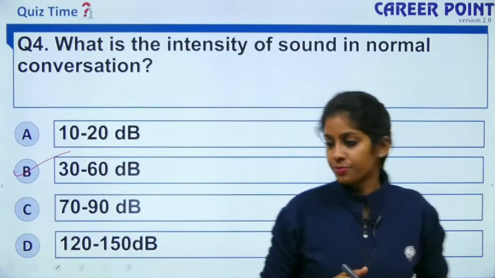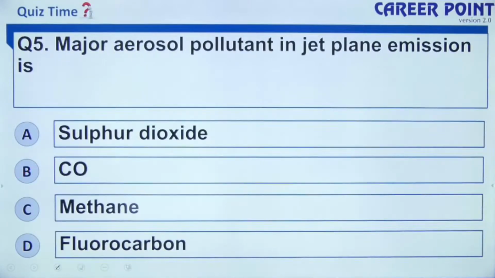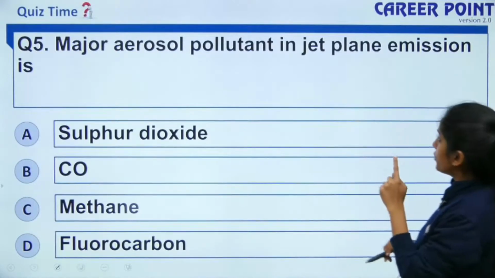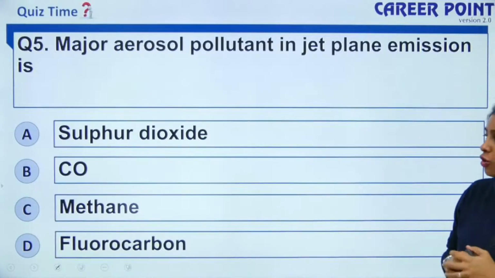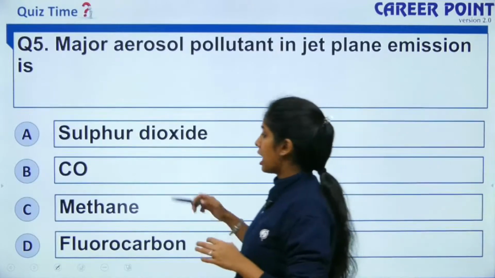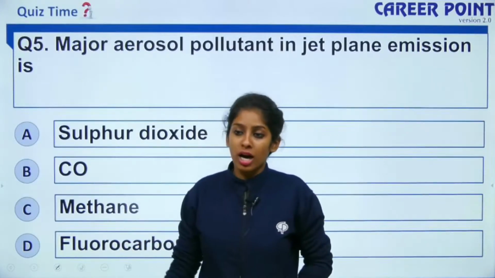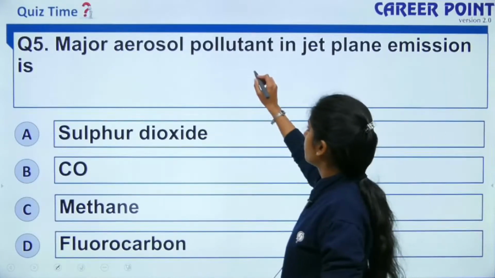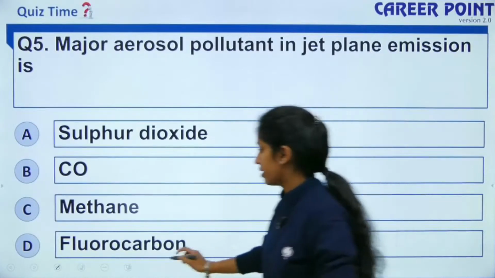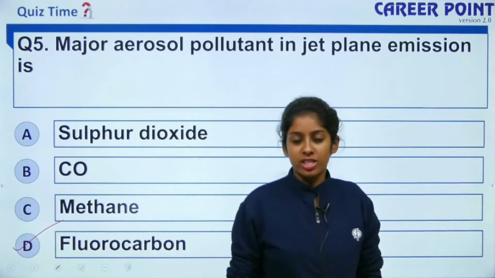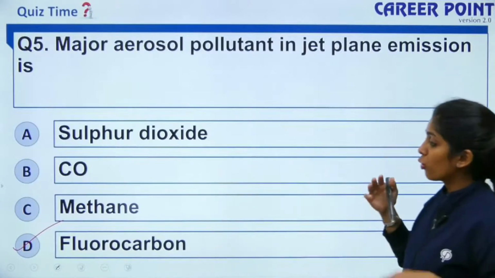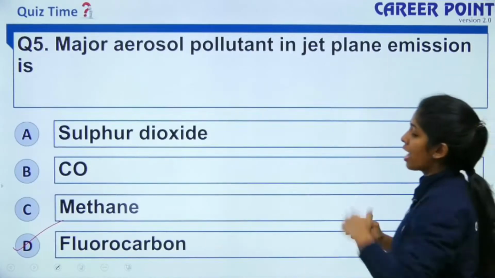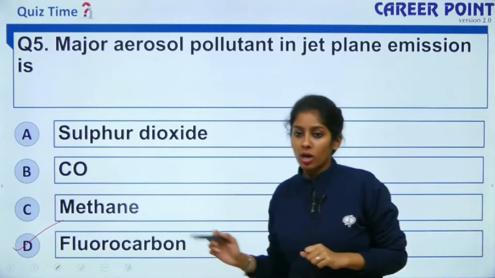Alright? Clear? Fine. So major aerosol pollutant in jet plane emission is what? Major aerosol pollutant in jet plane emission is which of the following? Sulfur dioxide, carbon monoxide, methane, or your fluorocarbons. So your jet plane aerosol pollutant is your fluorocarbons, right? So remember this, just like from your air conditioners you have your chlorofluorocarbons, in your jet planes you have this aerosol pollutant which is your fluorocarbons.